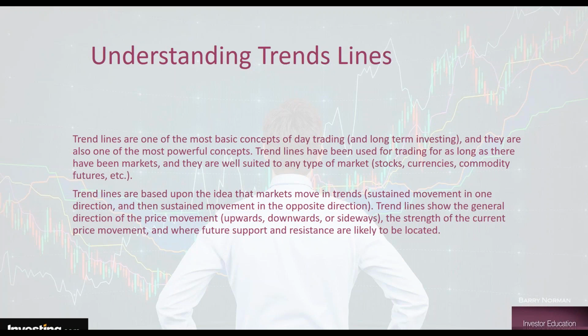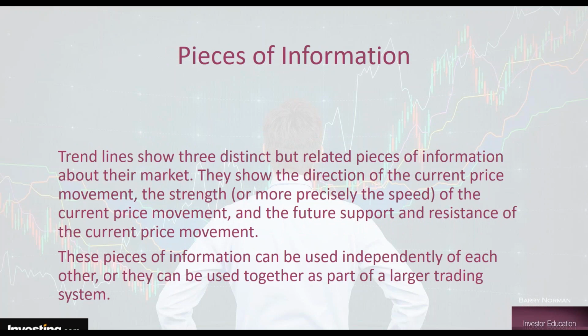Trend lines are based on the idea that markets move in trends, sustained movement in one direction, and then sustained movement in the opposite. Trend lines show the general direction of the price movement and the strength of the current price movement and where future support and resistance are likely to be located. Trend lines show three distinct, but related, pieces of information about the market. They show direction of the current price movement, the strength, and that's based more precisely on the speed and the depth of the trend, and where you can expect price to act and react.